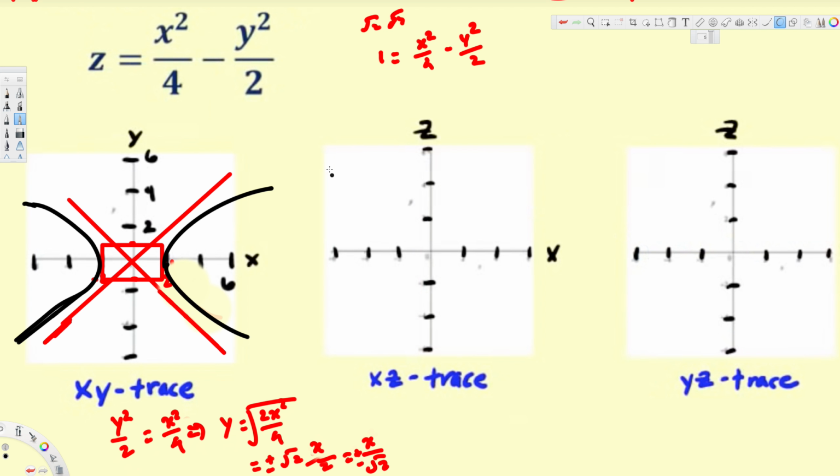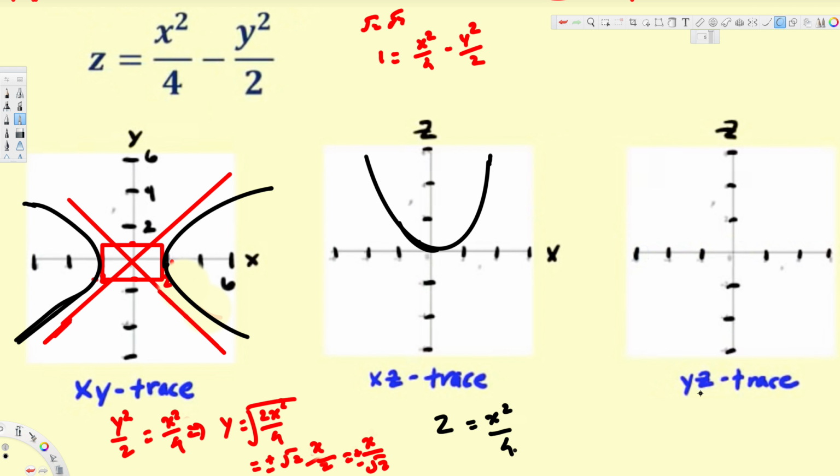For the xz trace, we have to equate y equal to 0, so we are going to have z equal to x square over 4, and this is going to be a parabola opening upward. So we can go ahead and draw that one. Okay, parabola opening upward.